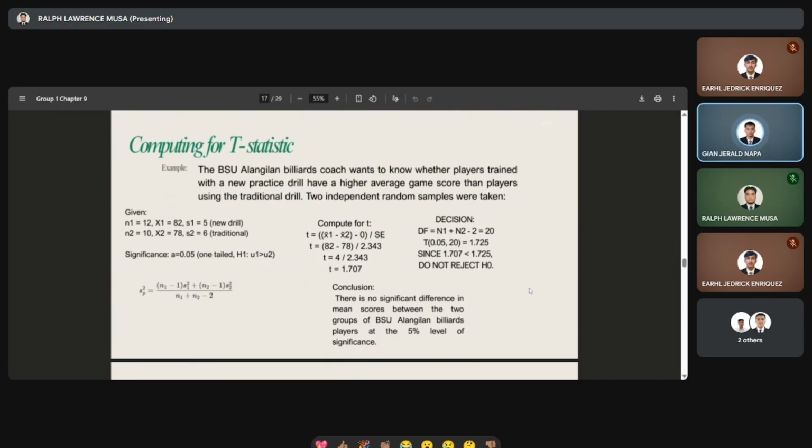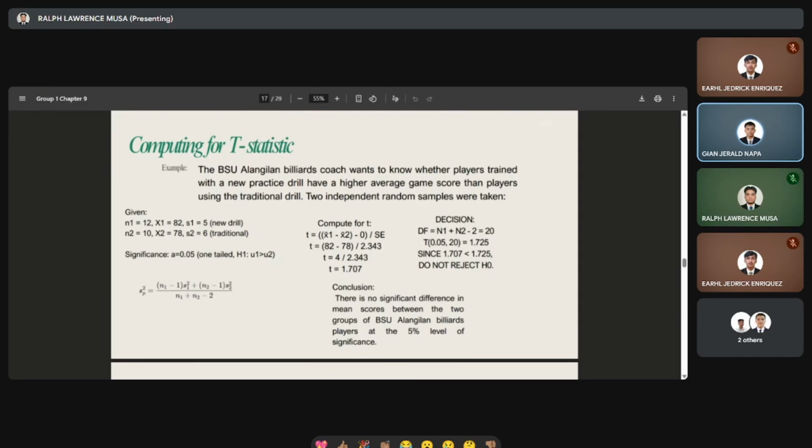So we now have the SE, so we can now solve for the T. T is the difference between the mean of the first sample and the second sample minus D sub 0 over the standard error that we computed earlier. So that's 82 minus 78 minus 0 over 2.343. 4 over 2.343 is 1.707. So we have now the t value.